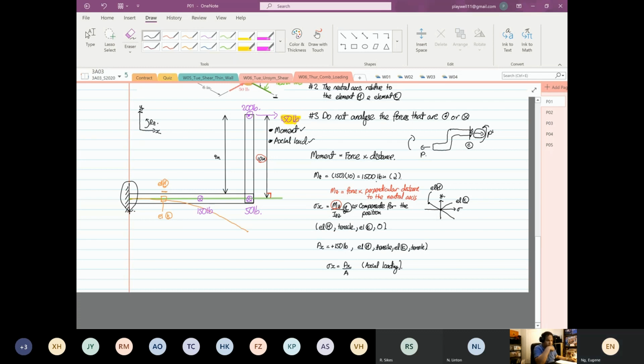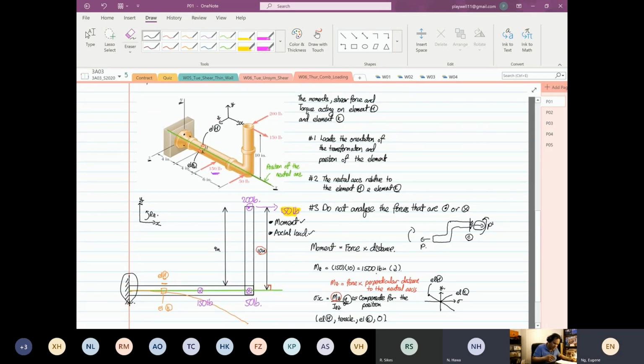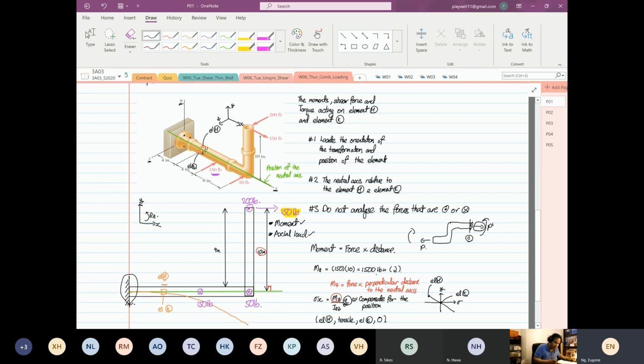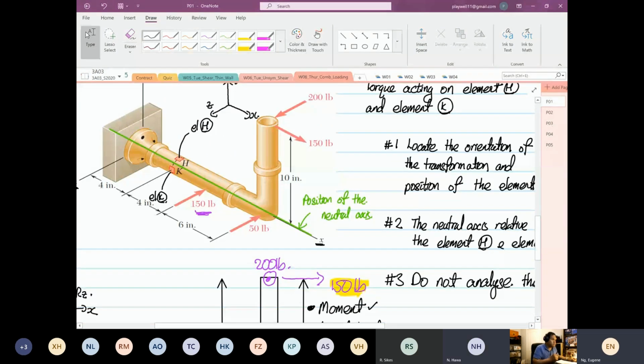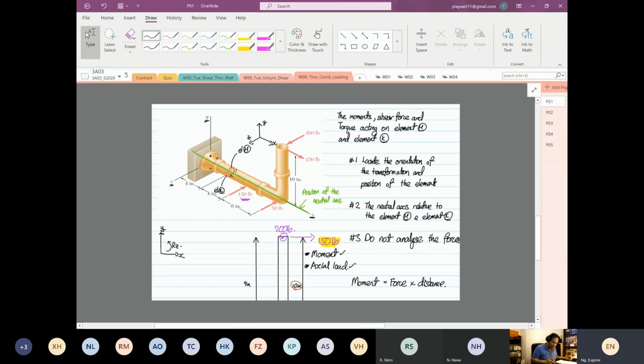How did you know that the neutral axis was there? Did it say in the question? The neutral axis is over there because of the location of element H and element K. Okay, thanks. That's a very good question. How do you know? If not, you can make a guess, because whatever we're going to calculate is on element H and element K. Are we clear? Okay, thank you.